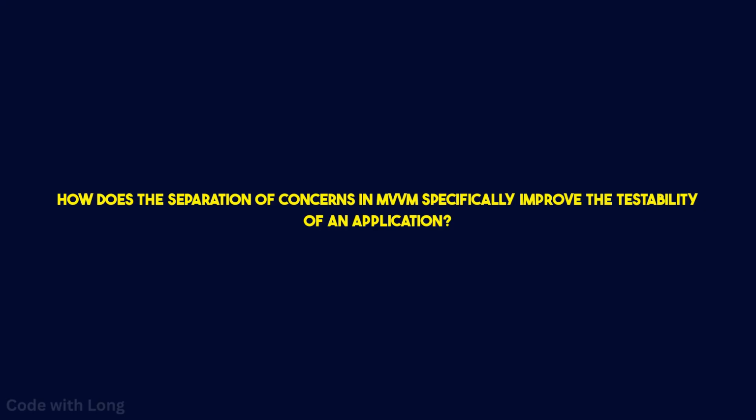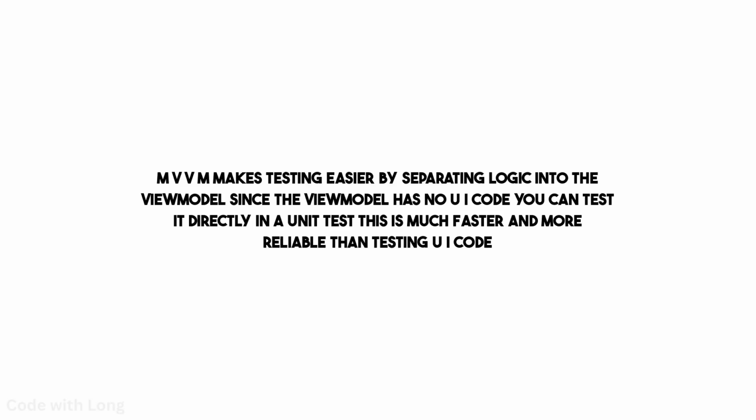How does the separation of concerns in MVVM specifically improve the testability of an application? MVVM makes testing easier by separating logic into the view model. Since the view model has no UI code, you can test it directly in a unit test. This is much faster and more reliable than testing UI code.